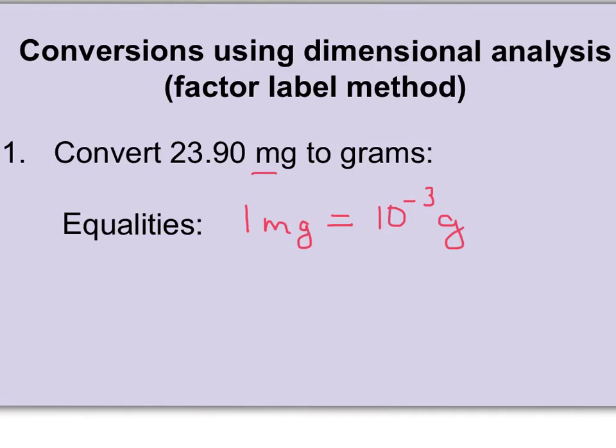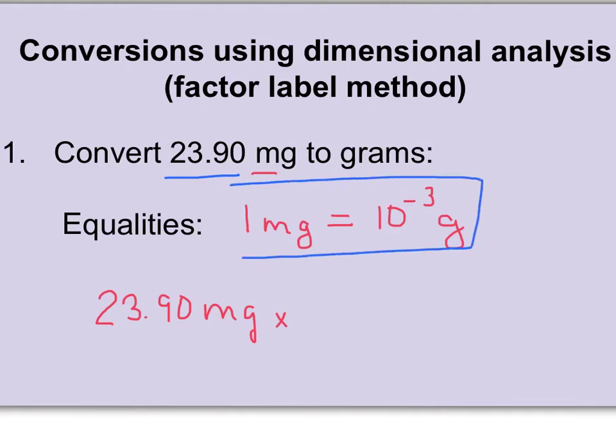Once we have that, that's the only prefix we have to deal with here. We're going to take our given, and again, our given is this 23.90, and we're going to start the problem with that, 23.90. We're going to write that with the unit next to it, mg. Now, we're going to take this equality right here, and we're going to write it as a ratio. And we're going to set it up in such a way that we can cancel out or divide out this unit of milligram right here. We want to divide this out.